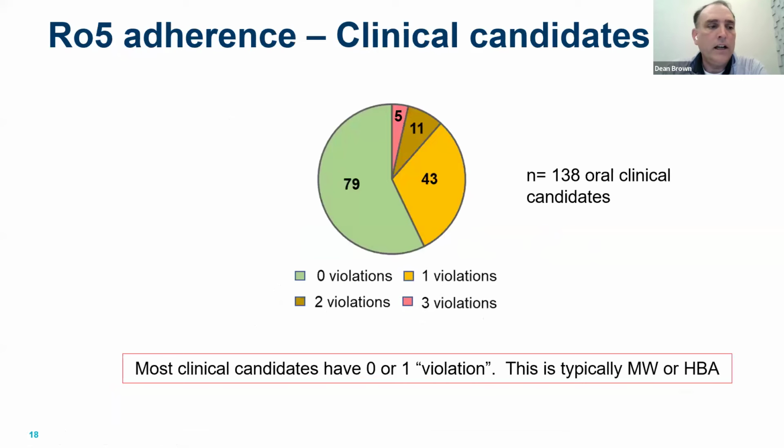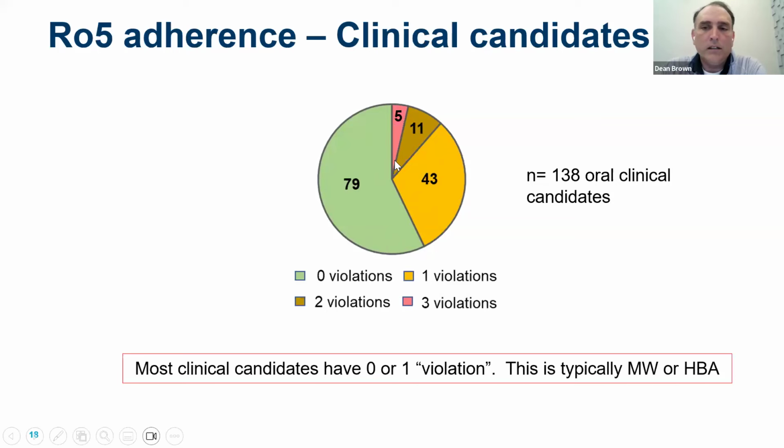Briefly, I'll talk about rule of five, and in full candor, I'm not a rule follower. I don't believe in rules per se, but there is something here, right? I don't want to ignore that most clinical candidates, and it's true for most marketed drugs, do follow the rule of five. 79 out of 138 have 0 violations. 43 have 1 violation. These are mostly molecular weight and hydrogen bond acceptor. Very few have multiple violations.